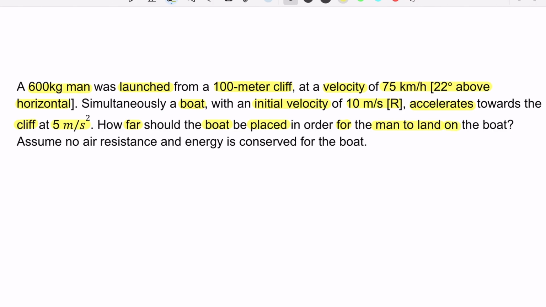In order for this question to work, we need to assume that there's no air resistance and energy is conserved for the boat.